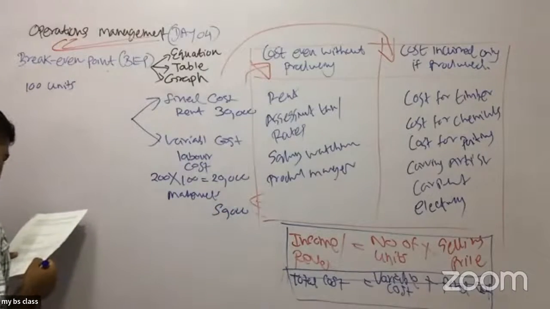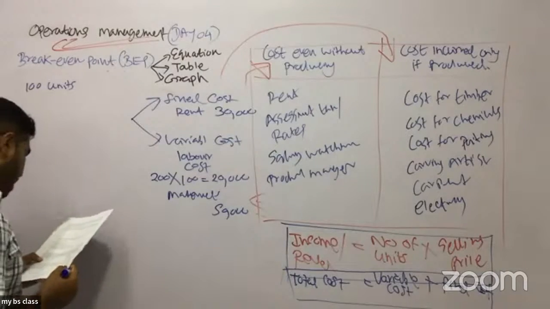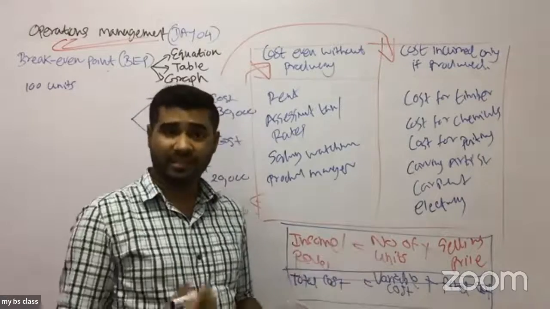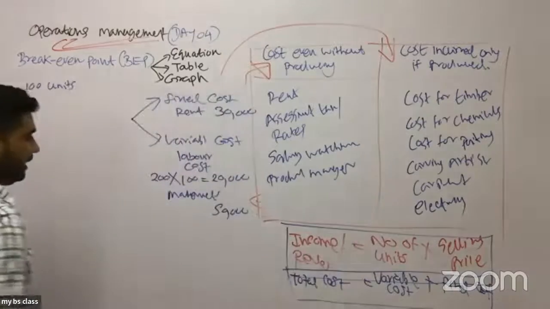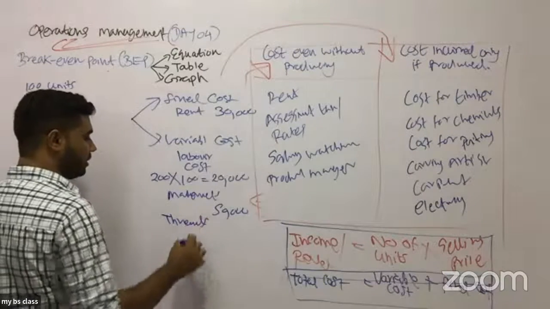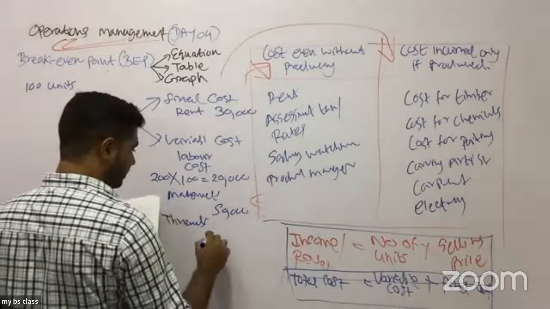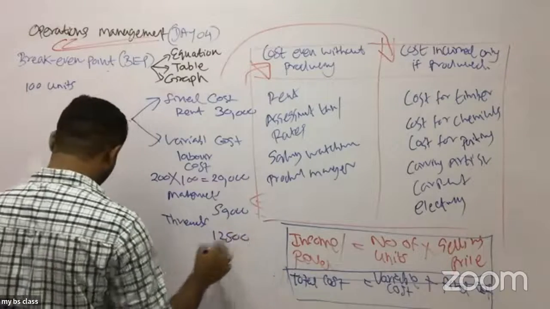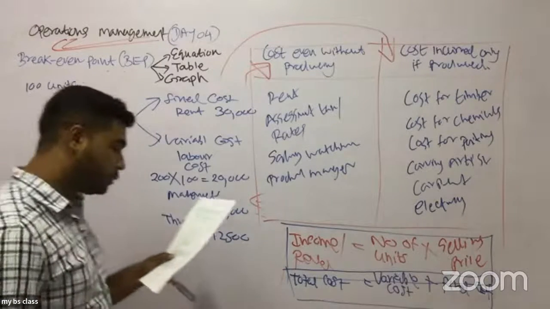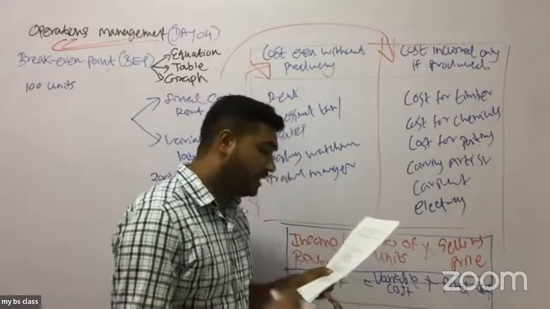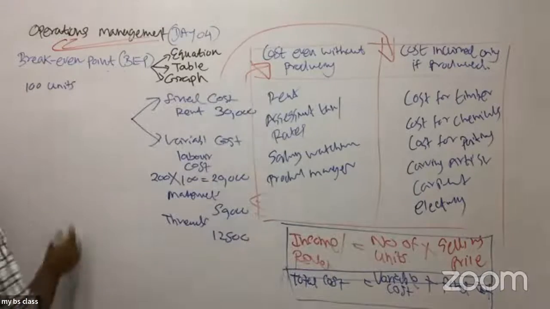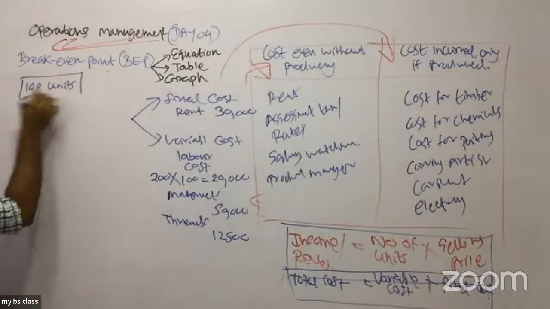And what else? The cost of purchasing threads is 12,500. What else? And one produced unit is expected to sell at 1,750. So then we have 100 units.